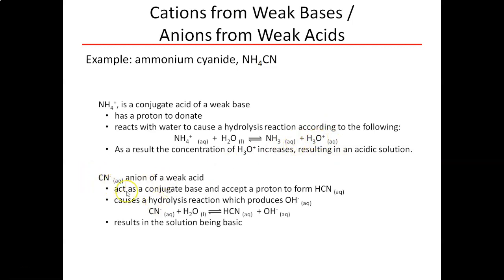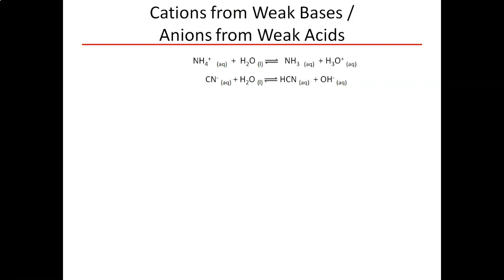And when our cyanide dissociates, it's going to cause a hydrolysis reaction to produce hydroxide. Now, since I have both hydronium and hydroxide being produced, they're going to react with each other. But they're not going to be produced at the same rate. One of them is going to be produced more than the other. So the way that we can look at it is, if we have more of this produced, it'll be acidic. If I have more of this produced, it'll be basic. And if they're produced in equal amounts, it'll be neutral.